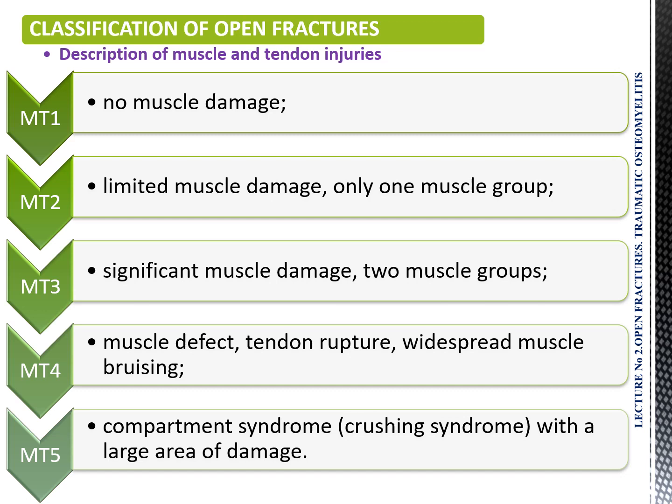MT4 is a muscle defect, it is a tendon rupture, it is a common muscle injury that subsequently leads to necrosis of this muscle tissue. MT5 is a crush syndrome, crushing syndrome with a large area of damage to soft tissues, in particular muscles, and other soft tissues, such as tendon, ligamentous apparatus.